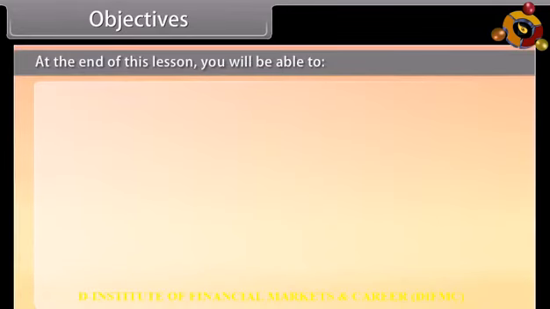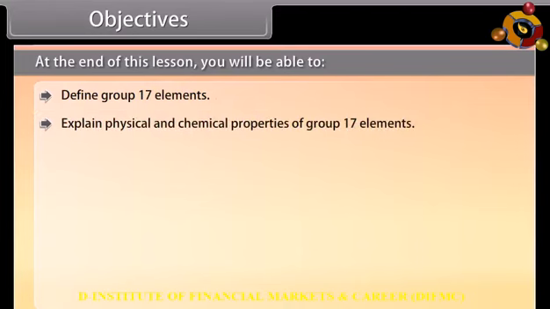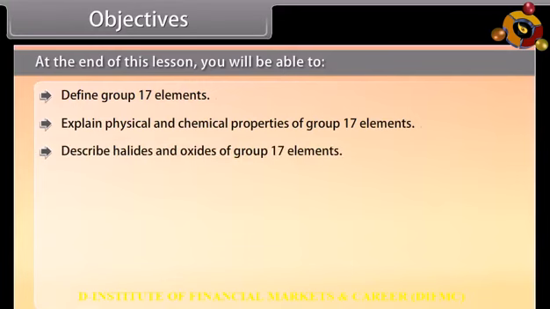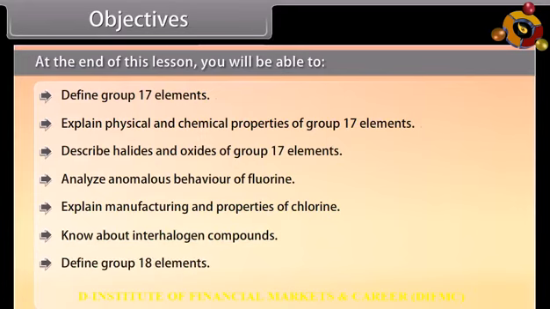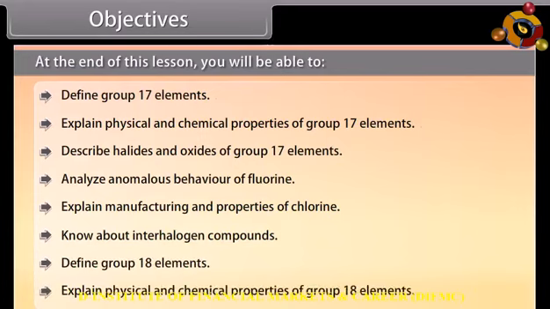Objectives. At the end of this lesson, you will be able to define group 17 elements, explain physical and chemical properties of group 17 elements, describe halides and oxides of group 17 elements, analyze anomalous behavior of fluorine, explain manufacturing and properties of chlorine, know about interhalogen compounds, define group 18 elements, explain physical and chemical properties of group 18 elements.